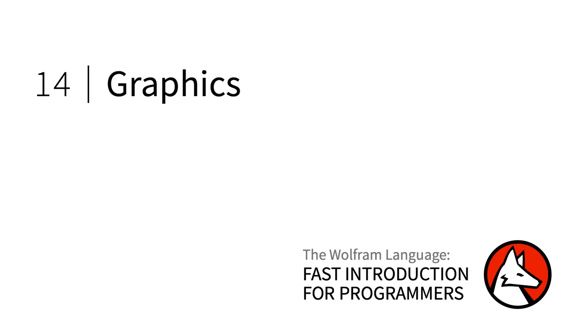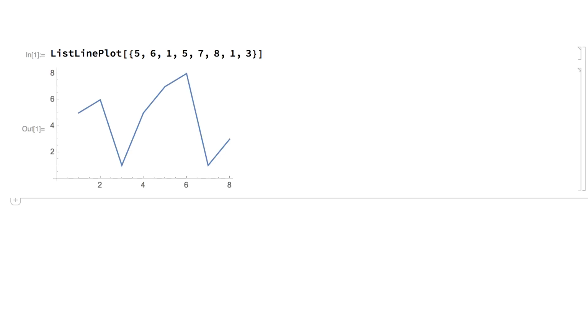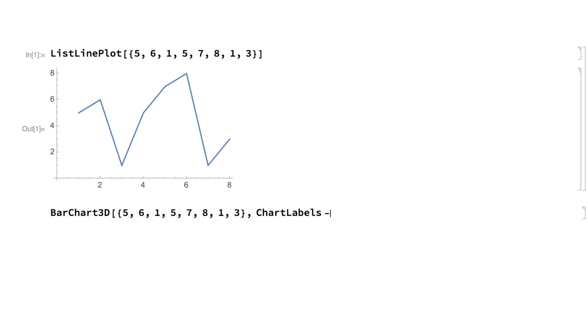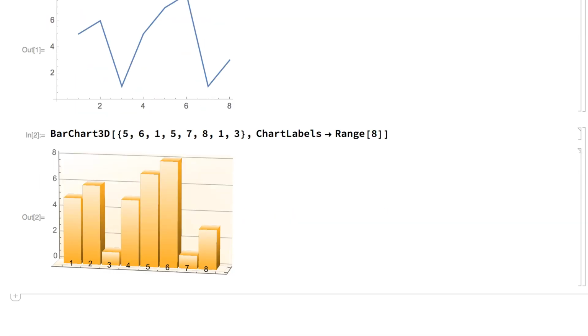The Wolfram Language includes a broad collection of functions for plotting data. For example, here is the ListLinePlot function, shown here plotting a list of numbers. And there are, of course, many other ways to display data. Here's a bar chart of that same data with labels for the bars. There are also functions for plotting data other than lists of numbers.